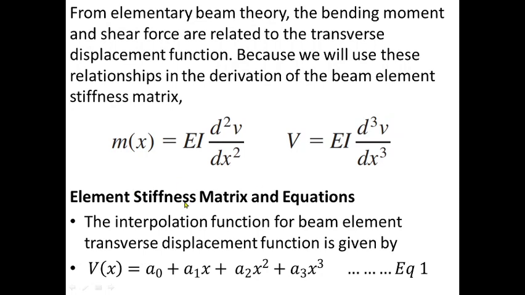Now, the element stiffness matrix and equation using Euler-Bernoulli beam theory. The first step is to consider a transverse displacement function. V of x is equal to a0 plus a1x plus a2x square plus a3x cube. This equation we will consider as equation 1.